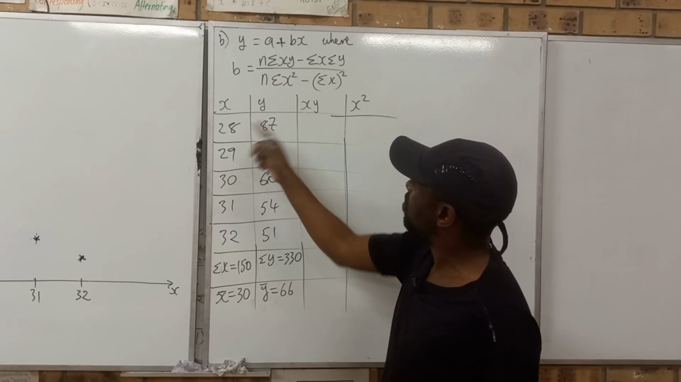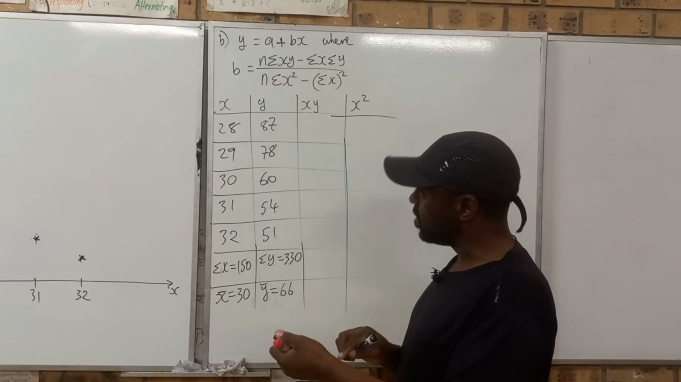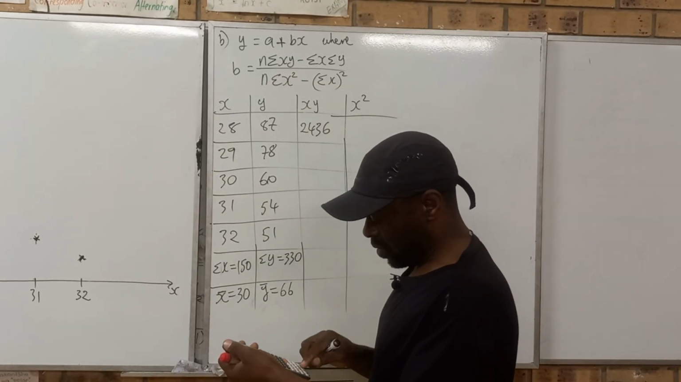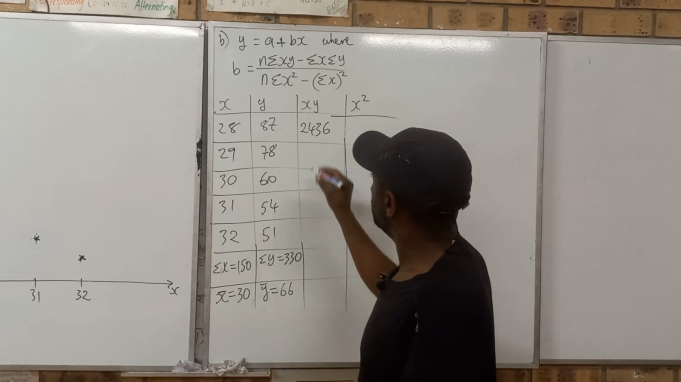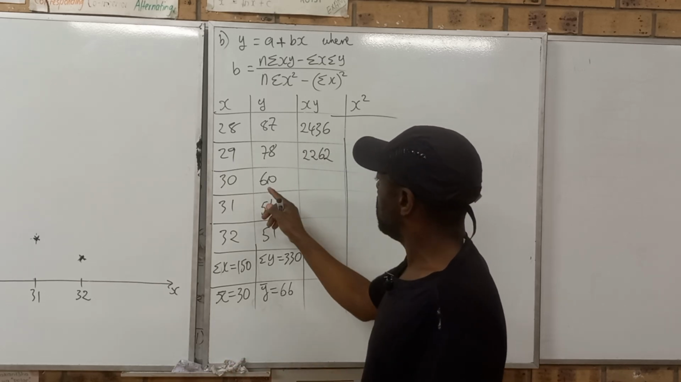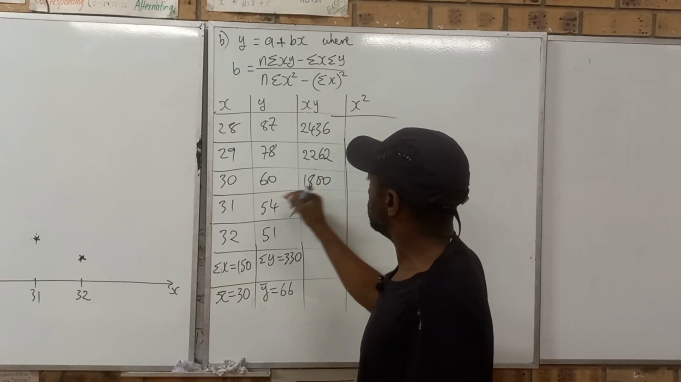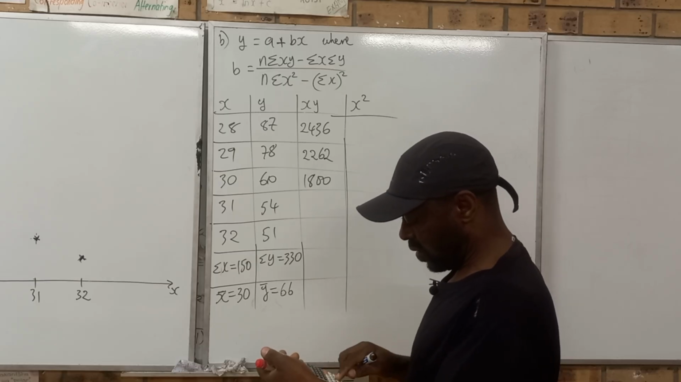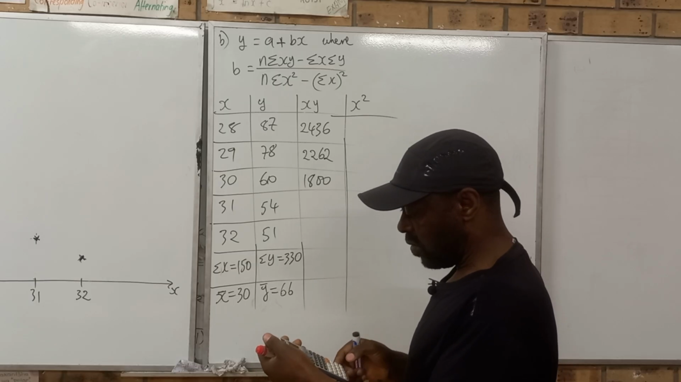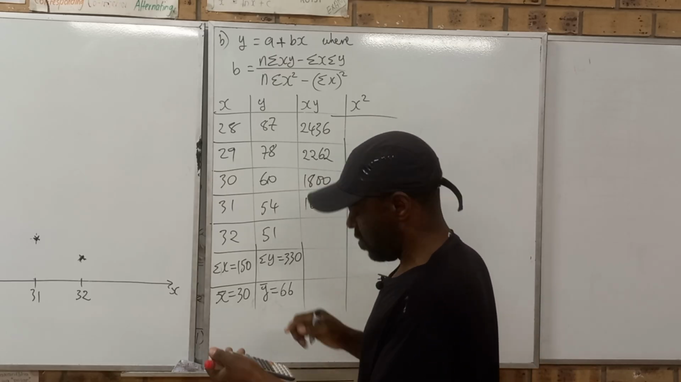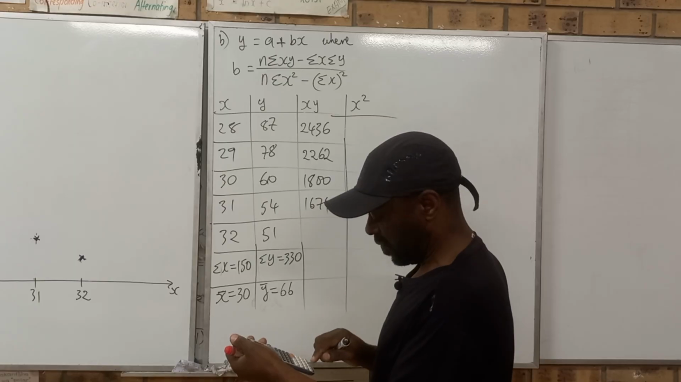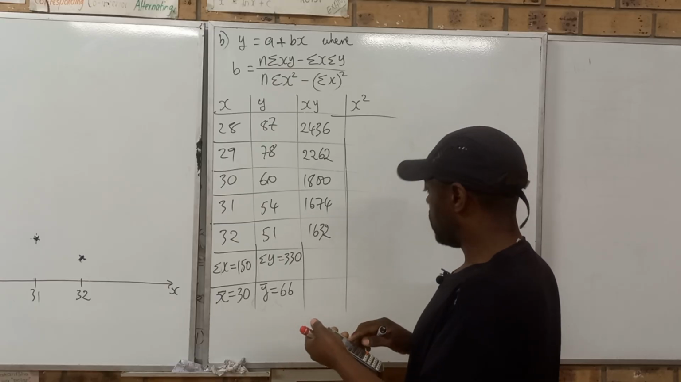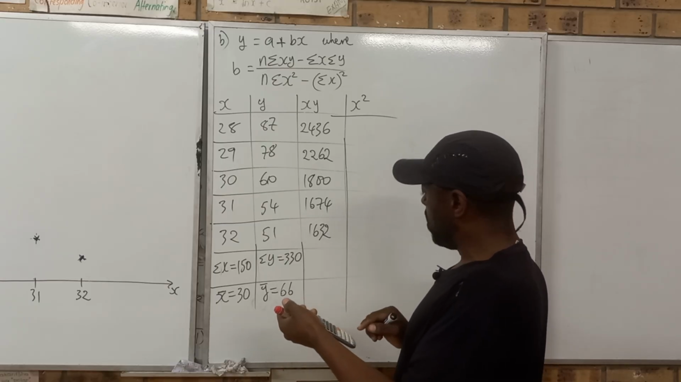We need xy, which means we're multiplying. So I'll take 28 times 87. That gives me 2436. 29 times 78 gives me 2262. 30 times 60 will be 1800, since 6 times 3 is 18. Then 31 times 54 gives me 1674. Then 32 times 51, we'll get 1632.